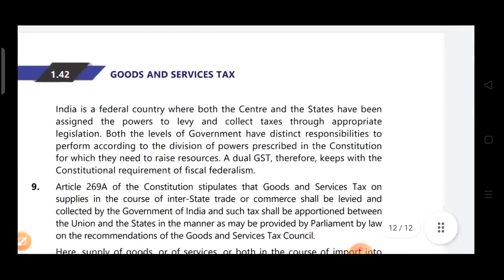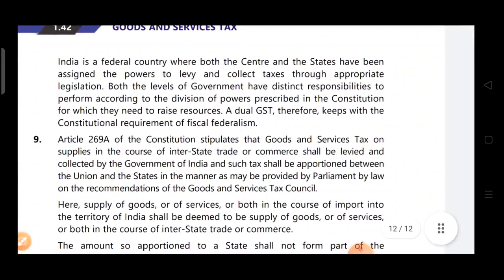Simple. Now, India is a federal country where both the center and states have been assigned the power to levy and collect tax through appropriate legislation. Both the levels of government have distinct responsibilities to perform according to the division of powers prescribed in the Constitution, for which they need to raise resources. A dual GST therefore keeps with the constitutional requirement of fiscal federalism.